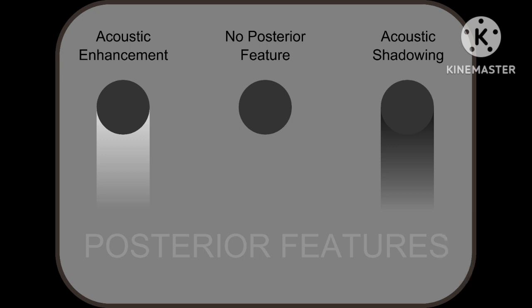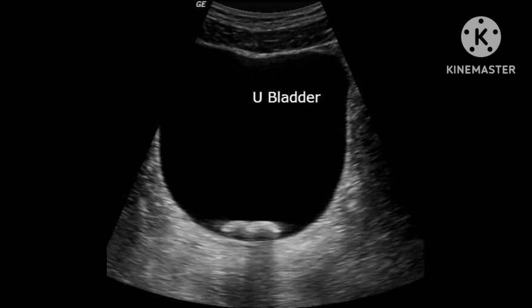The right side figure shows posterior acoustic shadow, where 100% of the beam is reflected back to the transducer, and the area just posterior to it produces a shadow as the area is a non-scannable, non-resolved part. This slide shows an anechoic area, purely jet black in color, having posterior enhancement, and inside the anechoic area there is an echogenic material which produces posterior acoustic shadow. The shadow area is a non-scannable, non-resolved part. This figure is a urinary bladder having a stone inside.